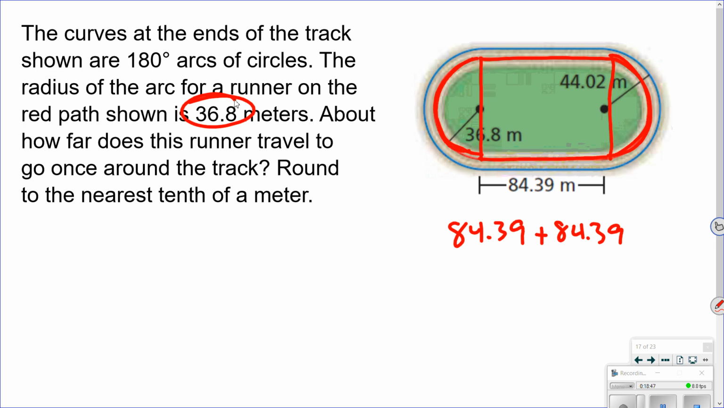So I can just go not equals, but plus 2 pi times the radius, which is 44.02. Okay, plug that whole thing in my calculator. 84.39 plus 84.39 plus the circumference of that complete circle, 2 pi times 44.02. We'd plug that all in my calculator and that gives me the total distance all the way around.